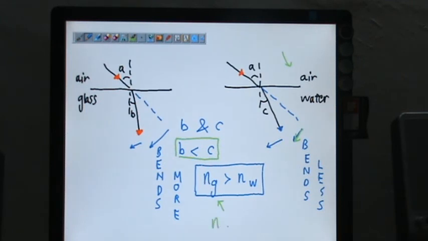So you can say more optical density or higher value of refractive index, the angle B will be smaller because it bends more, so the B becomes smaller. Okay.